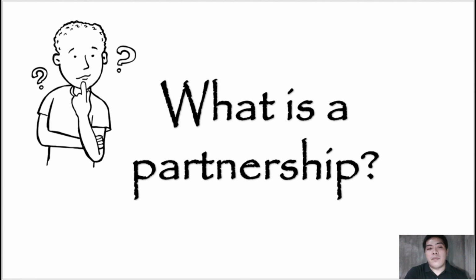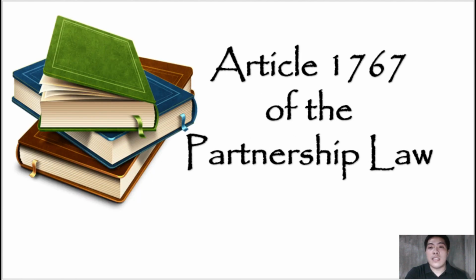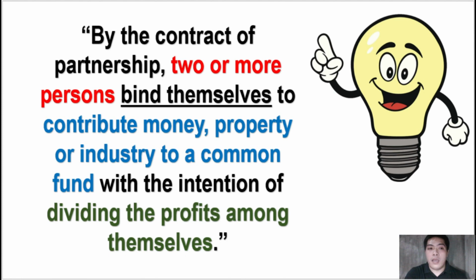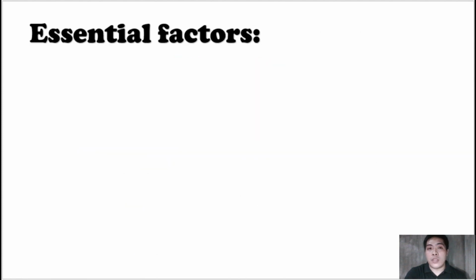What is a partnership? According to Article 1767 of the Partnership Law, by the contract of partnership, two or more persons bind themselves to contribute money, property, or industry to a common fund with the intention of dividing the profits among themselves. From that definition alone, we can extract the essential factors on how we are going to establish a partnership.